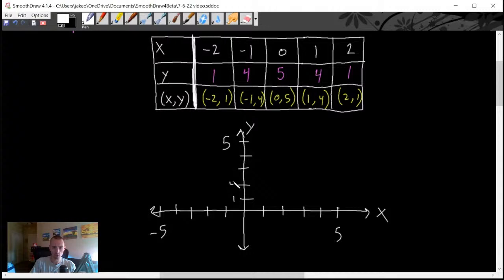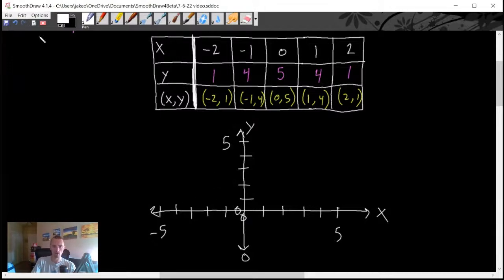We could definitely label all of these. Whoops, that's not a 4. We probably don't really need to, as long as it's clear that we're going by ones in every direction. So I'll just label 5, -5, 5, and then you can see each tick mark is 1. So 1, 2, 3, 4, 5, 1, 2, 3, 4, 5, -1, -2, -3, -4, -5. And then, of course, your axes are 0. Basically, the y-axis is where the x number is 0, and the x-axis is where the y value is 0.